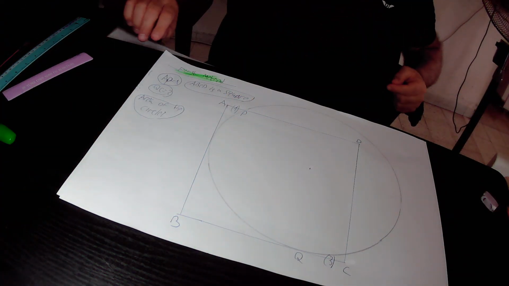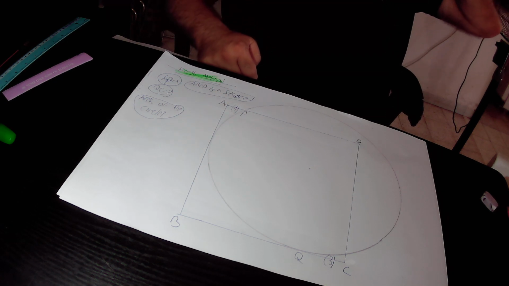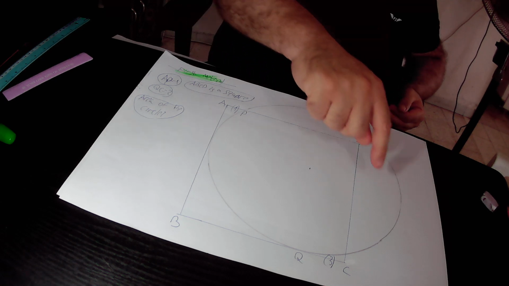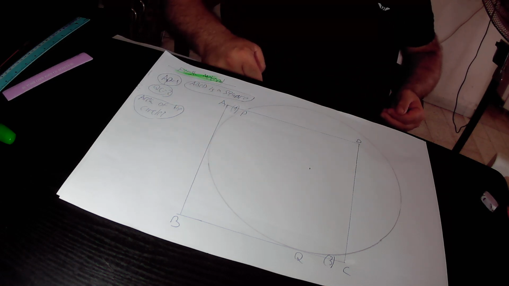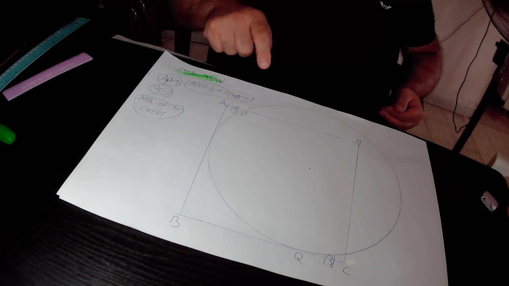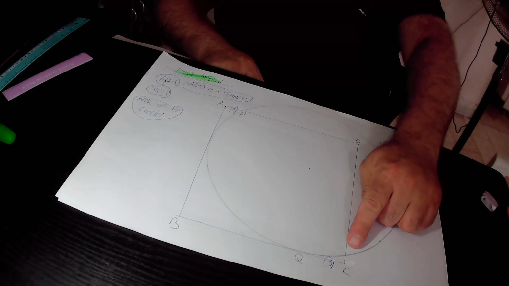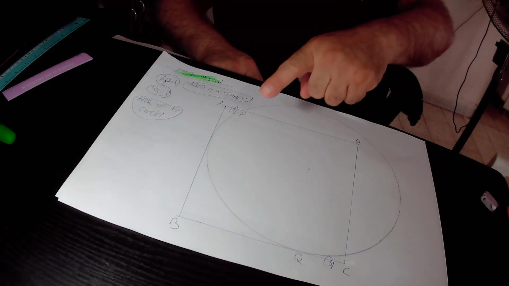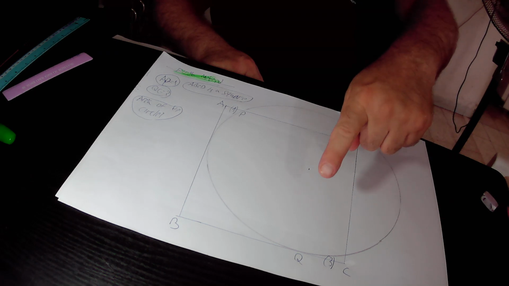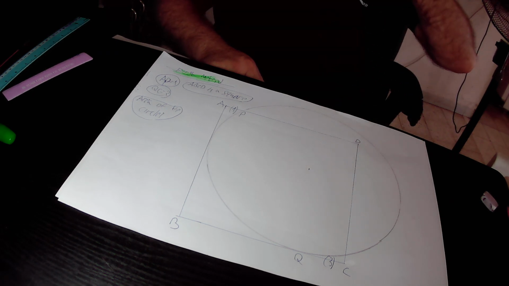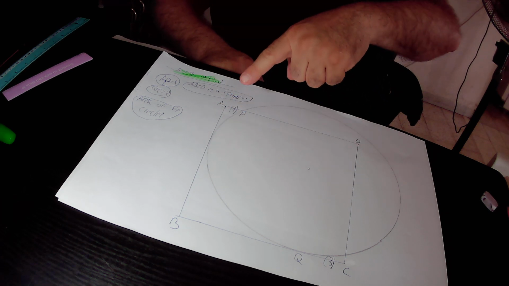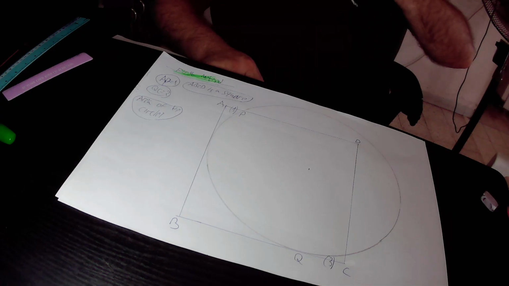Hello, in this lecture we find out the area of a circle using two different methods. In the drawing we have a circle and a square ABCD. The circle touches the square at point P and also at another point. Side BC of square ABCD is tangent to the circle at point Q, and side AB of square ABCD is tangent to the circle at this point.